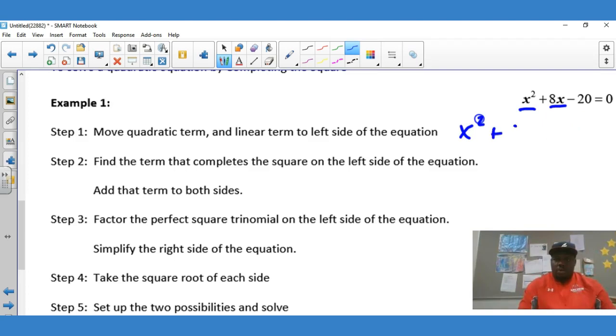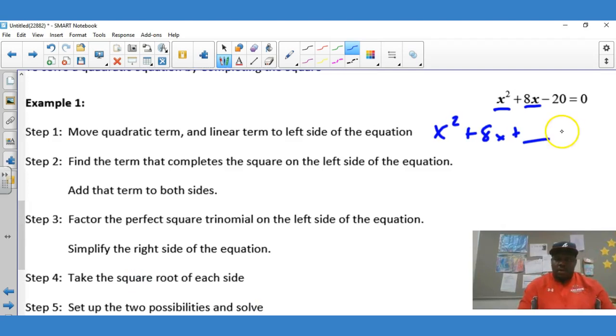X squared plus 8x, and I always like to put a space like we had that space up above, equals, if you add 20 to the other side, you have 20 plus a space. I put these 2 spaces here because we're going to actually use our perfect square on both sides. It says find a term that completes the square on the left side of the equation. Add the term to both sides. So that's why I put 2 spaces. When I complete this square, I'm going to add that term to both sides.